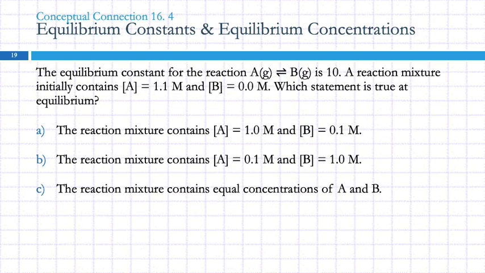The equilibrium constant for the reaction A goes to B is 10. A reaction mixture initially contains A equal to 1.1 and B equal to 0. Which statement is true at equilibrium? This is a conceptual connection problem. We shouldn't need a calculator. Can we eliminate any of the choices?